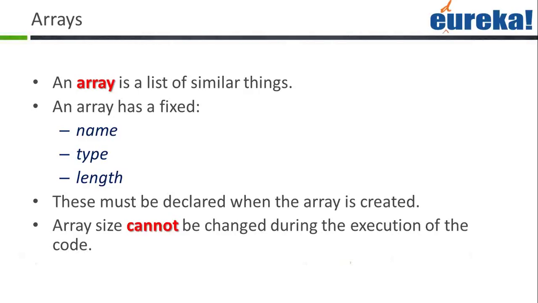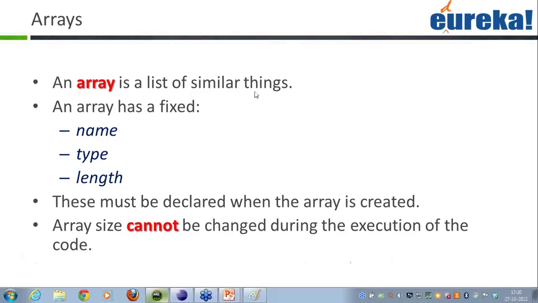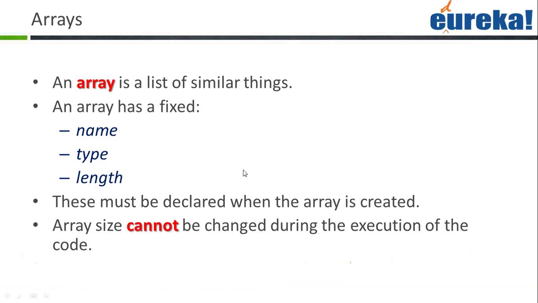An array has a fixed name, it has a fixed type, and it has a fixed length, right? These must be declared when the array is created, and the array size cannot be changed during the execution of the code. So let's take an example of an array here.